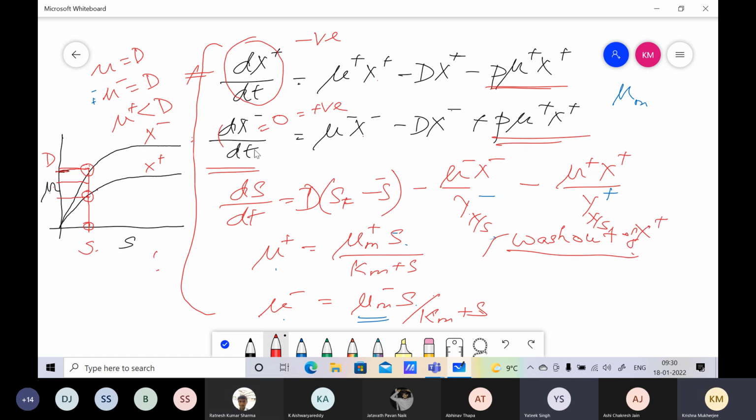But the plasmid free cells will actually remain where they are, and as the washout of plasmid containing cells takes place, the plasmid free cells will start dominating the population more and more. Because now you have a competition between two types, X plus and X minus. And this fellow is getting washed out. So suppose you have 10^8 cells per ml, and this is originally 10^1 cell per ml.